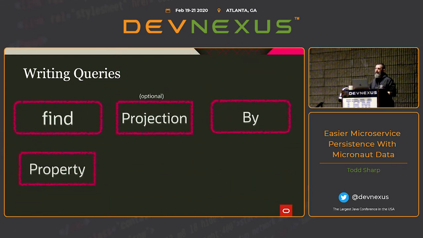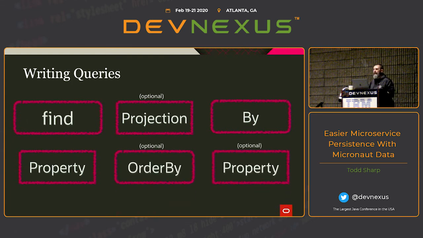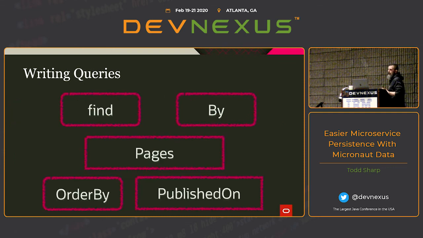The format of the dynamic finders kind of looks like this. Some of these things are optional, but essentially you're going to do find X, which is optional, and we'll explain what X is in a minute, by Y, order by Z. So what am I talking about here? For example, you can do things like find by pages, order by published on. Find by published on, order by pages. You can structure queries in this convention, and Micronaut Data knows at compile time your intentions, and it will implement it as such.